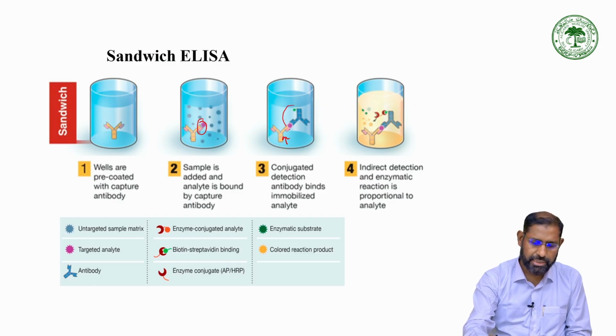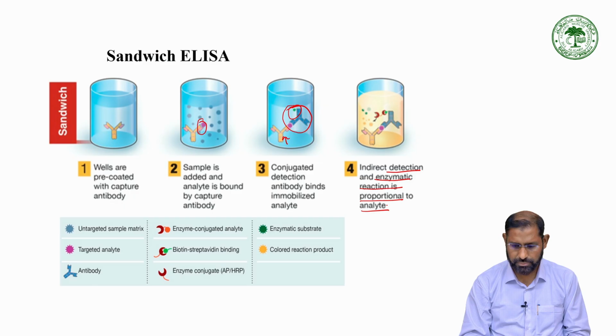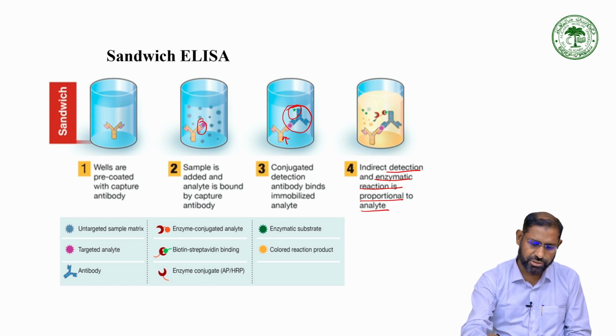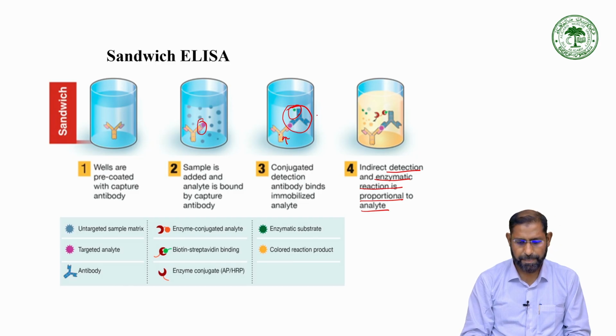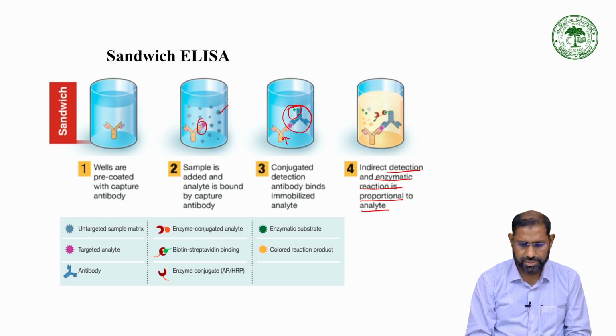Then we have a secondary antibody that is conjugated with an enzyme or fluorescence label. In the indirect detection, the enzymatic reaction is proportional to the analyte. So whatever the amount of color in the solution, that gives you an idea that it is directly proportional to the analyte. It looks like a sandwich, first antibody, second antibody, that's why it's named sandwich ELISA.